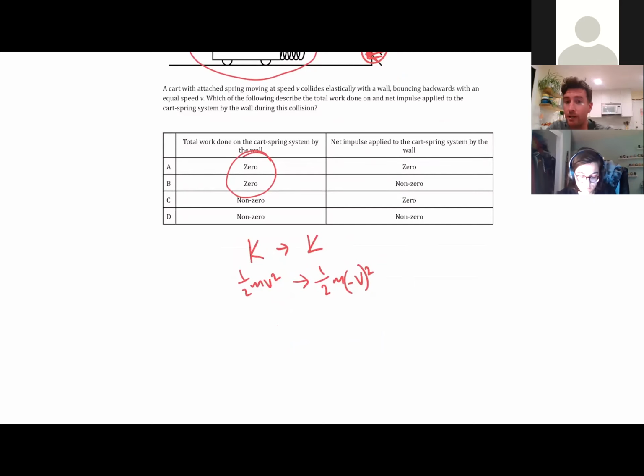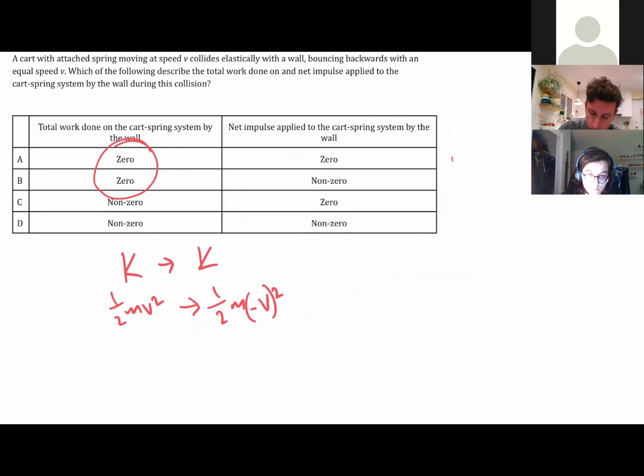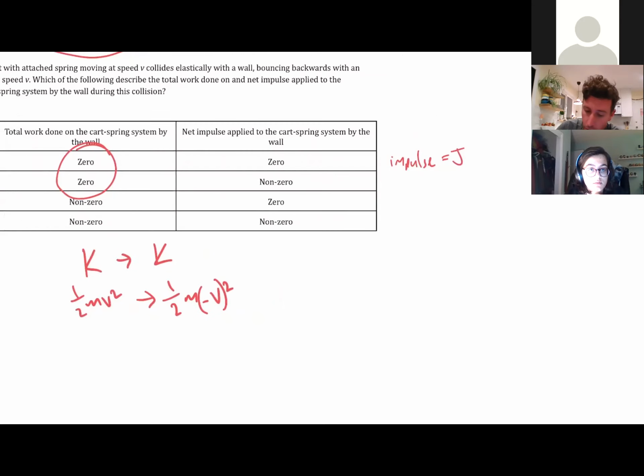And then what about impulse? What's the equation for impulse? Did we forget this one? Anybody got an equation for impulse? We can represent impulse as J, or we can also, in your thing, represent it as delta P, I think, on the physics everything sheet. And it's equal to force times time.